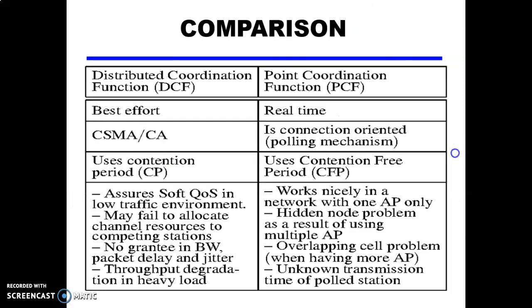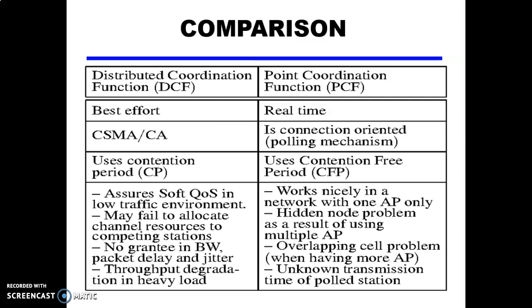Now let's go ahead. These are some of the basic differences which we have already seen earlier, and I will be reading out the differences one by one. The first one is that DCF uses CSMA, while PCF is connection oriented, which means it is based upon a polling mechanism. DCF uses the contention period, and PCF uses the contention-free period. And these are the practical results which we are seeing here. I will just read them out.